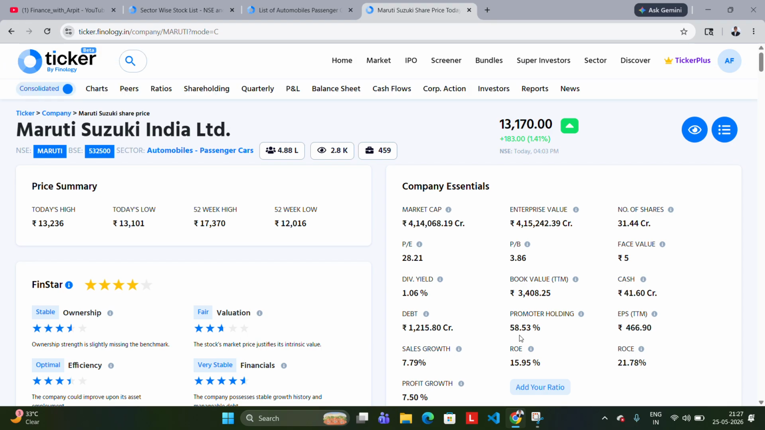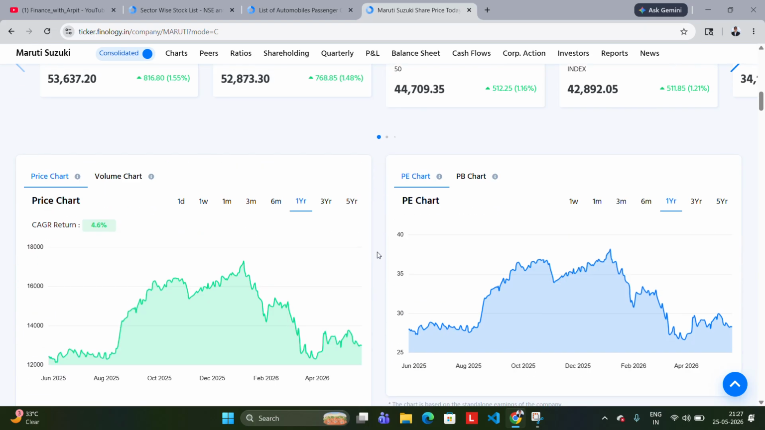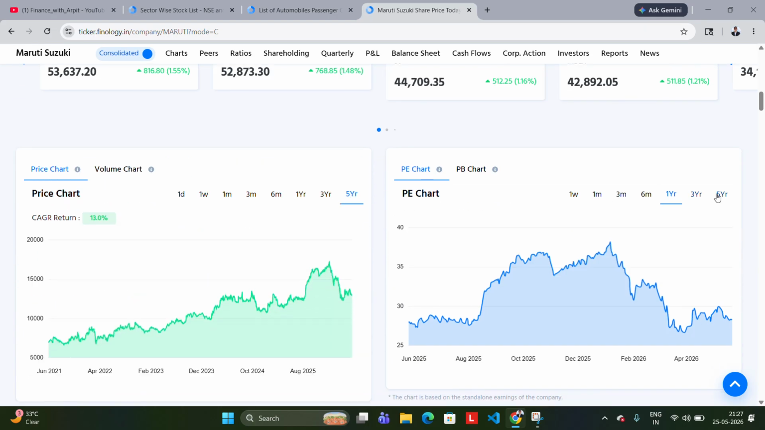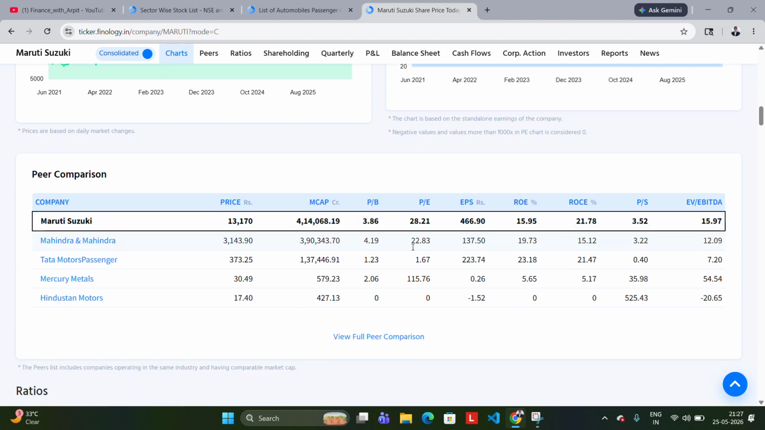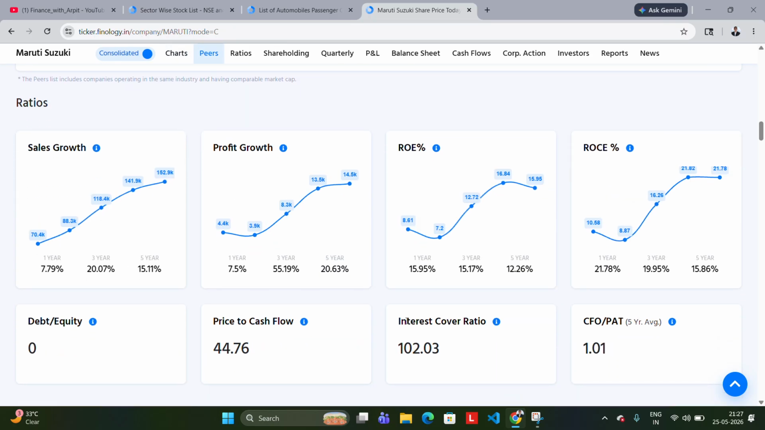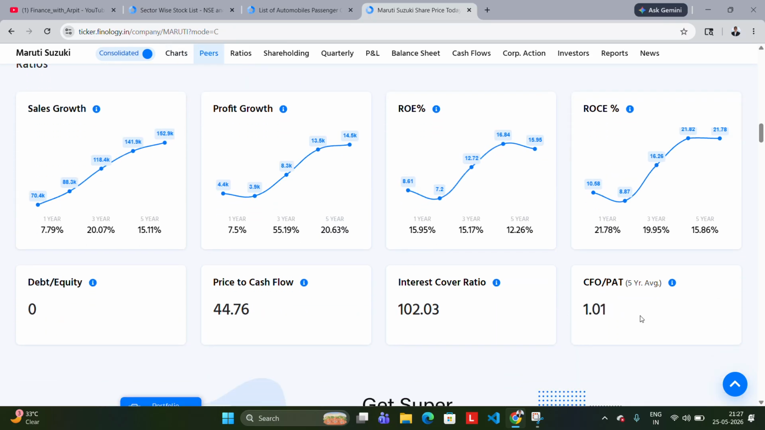There is some always increase, all the factories and everything are set up. They don't need to put the money back into the business. It's there in their pocket only. So it's a good thing. PE ratio is much lower as compared to the other competitors. And the interest coverage ratio is high. CFO upon PAT is good. Debt to equity is almost zero.